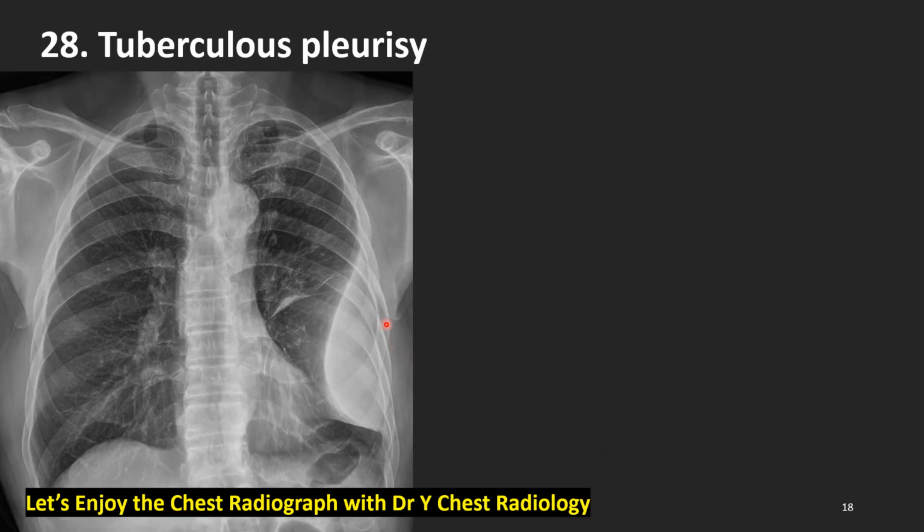Let's go to the tuberculous pleurisy, lentiform pleural effusion, homogeneous density here on the lateral, pleural based. Yes. In left upper lobe, there are inactive tuberculosis findings here. Fissure thickening. This is tuberculous pleurisy.